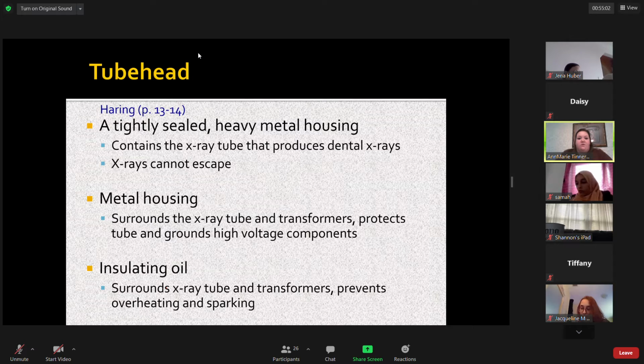It surrounds the X-ray tube and transformers. It protects everything, and it also helps to ground all of the high voltage components within the tube head. Also, you have your insulating oil, and this is also going to surround the X-ray tube and transformers, and it prevents overheating or sparking.